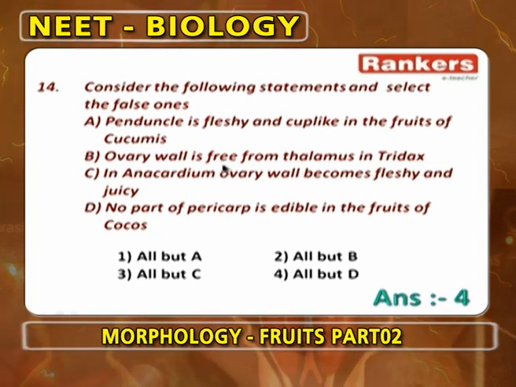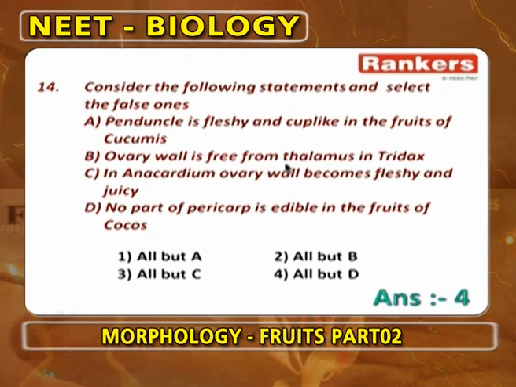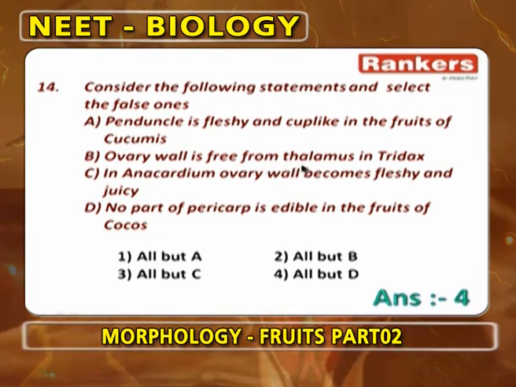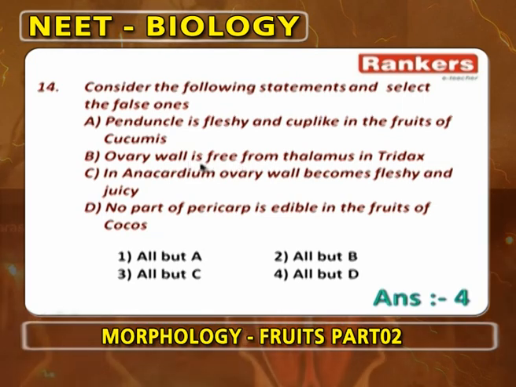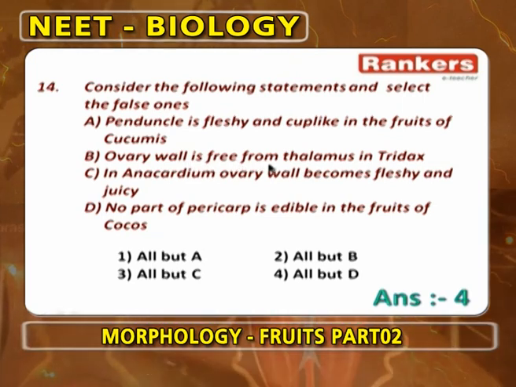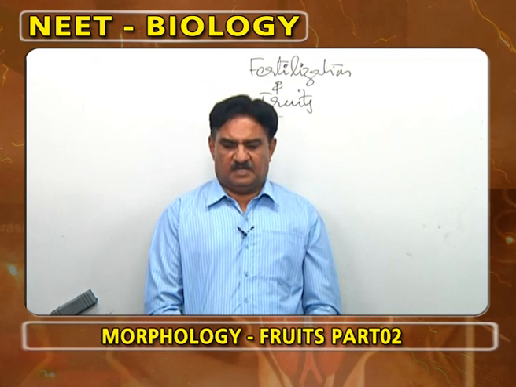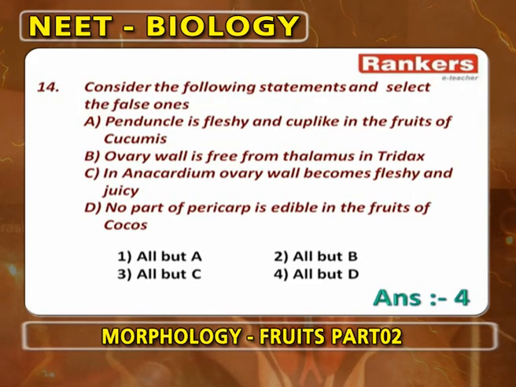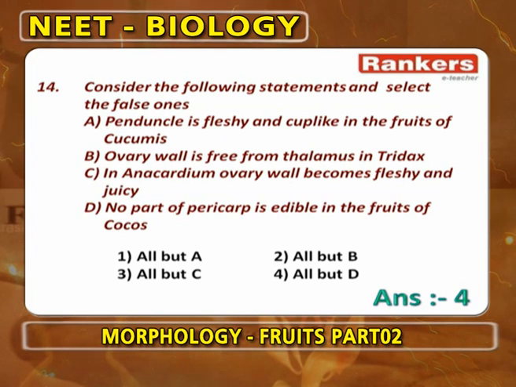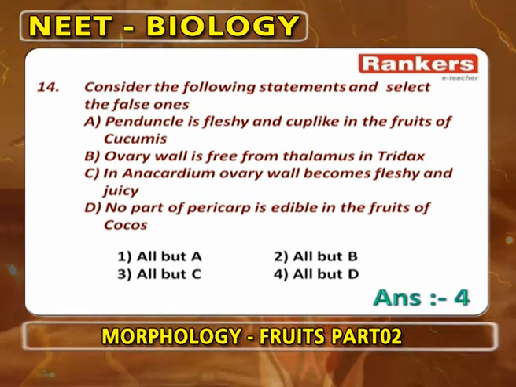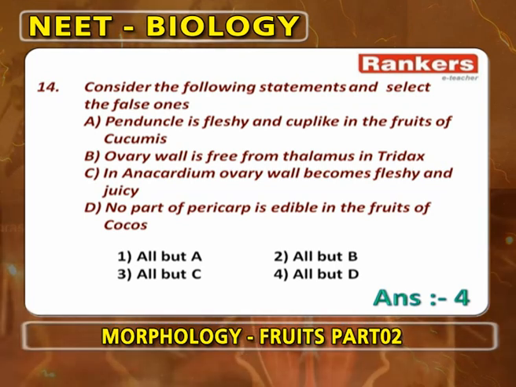"Ovary wall is free from the thalamus in Tridax" is wrong, because in Tridax the flower is epigynous. Epigynous means the thalamus is a deep cup-like structure. The ovary is present at the center and completely fused with the thalamus. The remaining floral parts are present at the rim of the thalamus. In Anacardium, "ovary wall becomes fleshy and juicy" is wrong. In Anacardium, the peduncle or pedicel becomes juicy and fleshy. That pedicel which is converted into juicy and fleshy is called a false fruit.